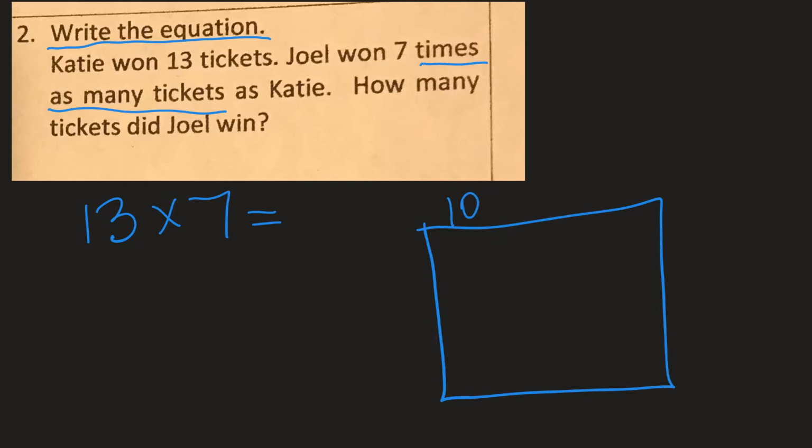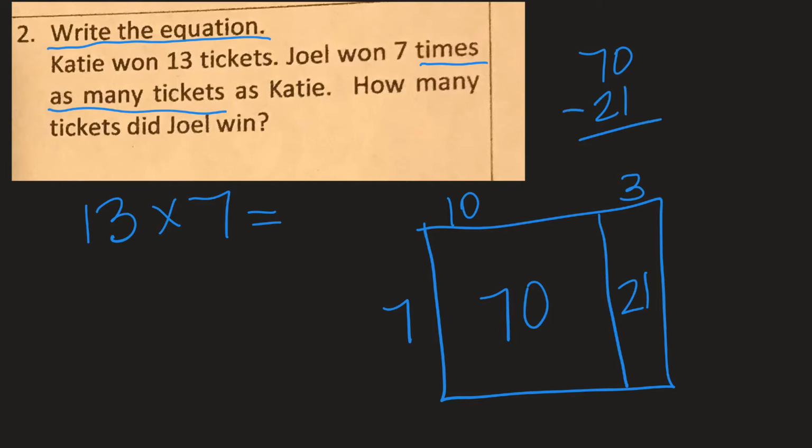So 13 is 10 plus 3 times 7. 7 times 10 is 70, and 7 times 3 is 21. So 70 plus 21 is 91. So Joel won 91 tickets.